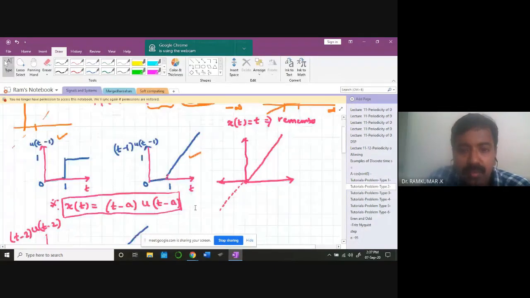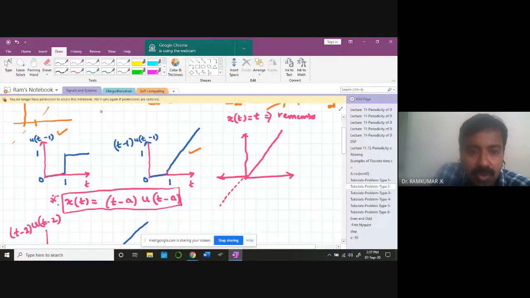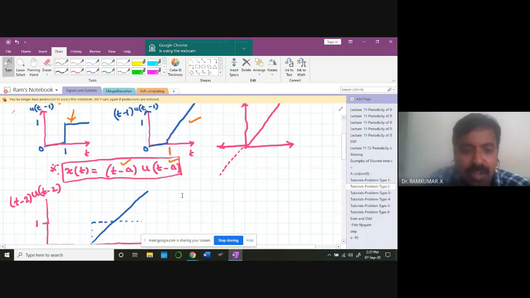So this clipping is here. u of t minus 1, you know what that is. This is the one. So when I multiply t minus 1 with u of t minus 1, I'm going to have a value like this. This slope is now going to be 1 only. t minus 1 times u of t minus 1. So always remember u of t minus a times t minus a. If you multiply like this, then you can get the corresponding shifted value.